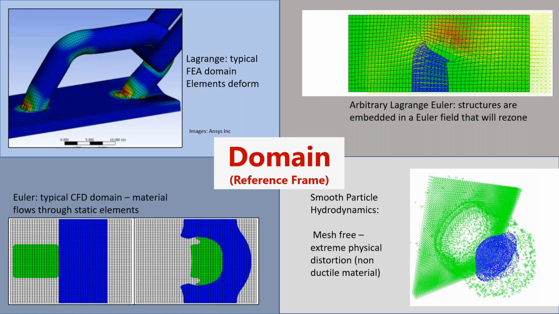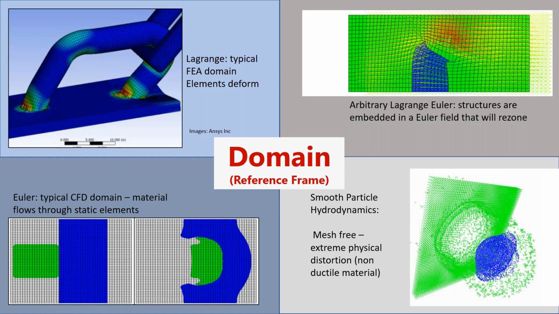There is kind of a hybrid of those called arbitrary Lagrange Euler. Now I should add that ALE, as it's called, is not really something that's typically done through Workbench. I think it's possible to do through LS-DYNA, though not something that I've done myself. That's essentially where you've got a solid or a structure embedded within a fluid field in most cases. And then the last is smooth particle hydrodynamics, which is a mesh-free type of idealization. It is awesome for simulating extreme distortion, but more specifically for non-ductile materials. And that SPH approach is actually a newly unlocked feature within Workbench that you can leverage.